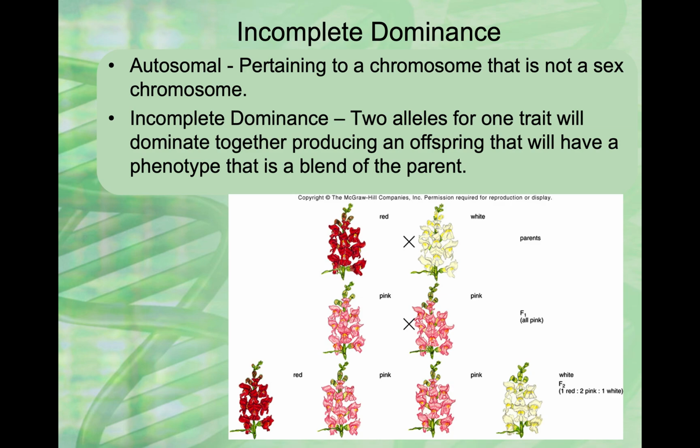Now, in snapdragons, if we cross red and white, we end up with pink as the in-between. So how does this work? Well, what happens is you can actually produce a white pigment. So let's take a red paintbrush and a red paintbrush and we paint the canvas. We end up with a red canvas. Now, instead of using water though, we're going to use white paint. If we take a white paintbrush and a white paintbrush and we paint that canvas, we end up with a white flower.